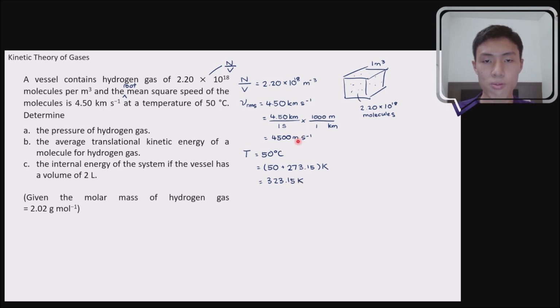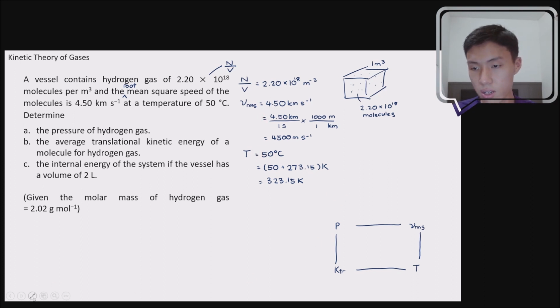So know what information you have here based on the rectangle. Okay, let's draw a rectangle again. Based on the rectangle, you have P, you have KTR, you have temperature, you have VRMS. So the information that you have right now is the VRMS and the temperature, which is around here. So these are the things that you have already.